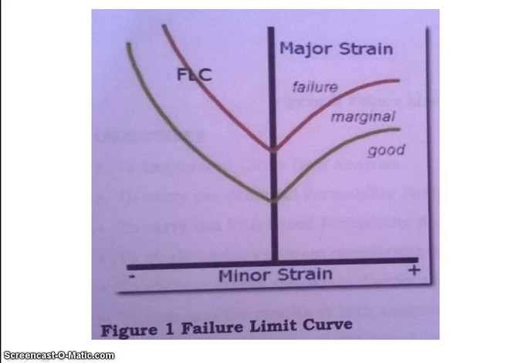If a point representing a major and minor strain combination lies below the green band, it is in the safe zone and breakage should not be expected. If a point lies between the red and the green band, it is in the marginal zone and periodic breakage may occur. Points lying above the red band are in the failure zone and breakage will be a frequent problem.